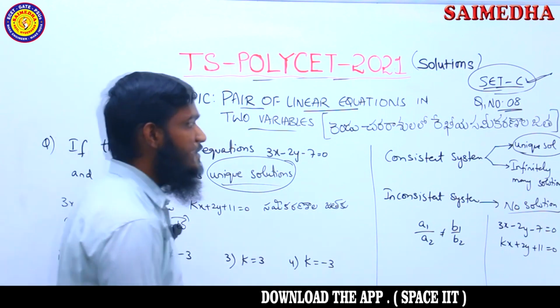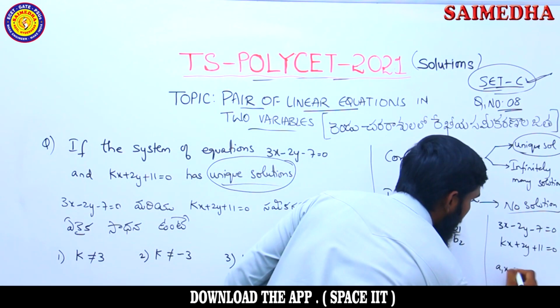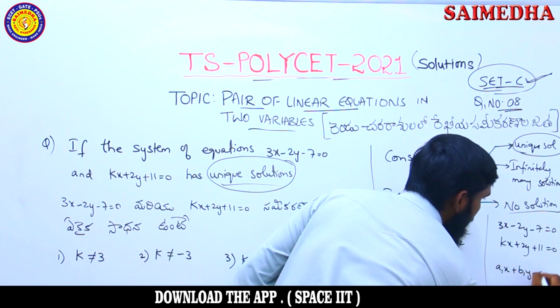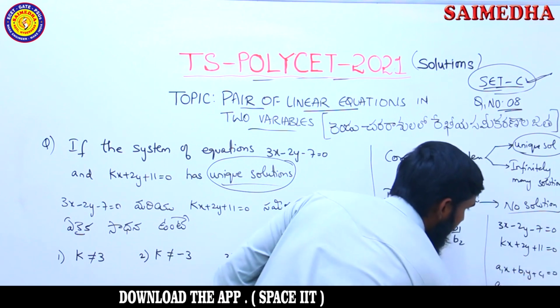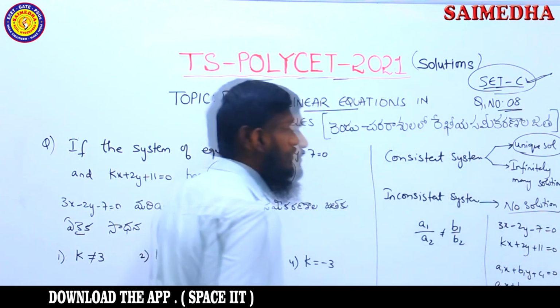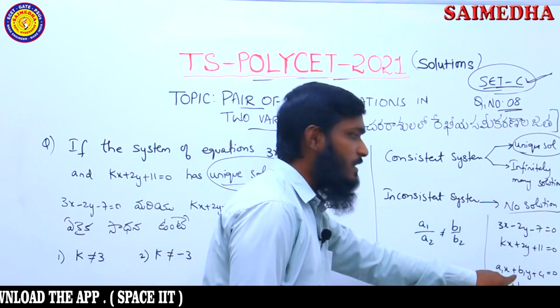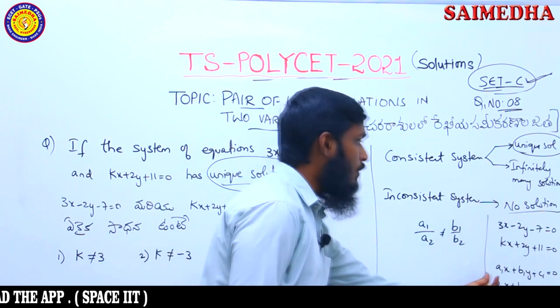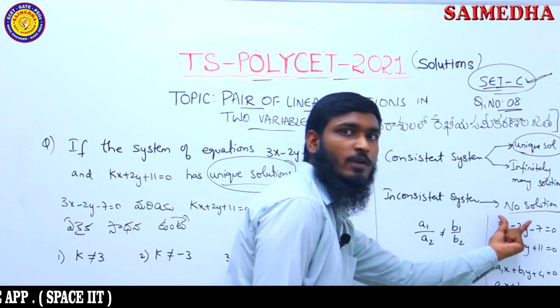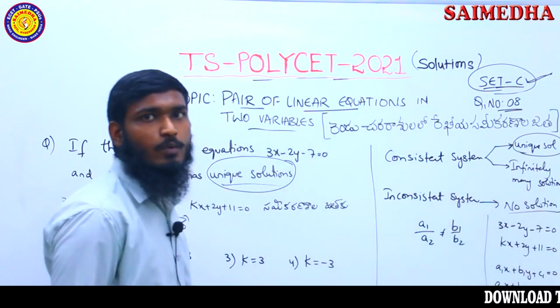Now we have to compare this one. So let us write the general forms. The general form will be a1x plus b1y plus c1 equals 0, and a2x plus b2y plus c2 equals 0. By comparing these equations with the standard form, we have to take out the values of a1, b1 and c1 from the first equation, and the values of a2, b2 and c2 from the second equation.